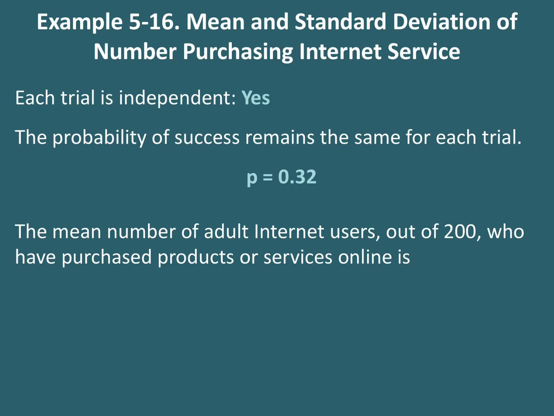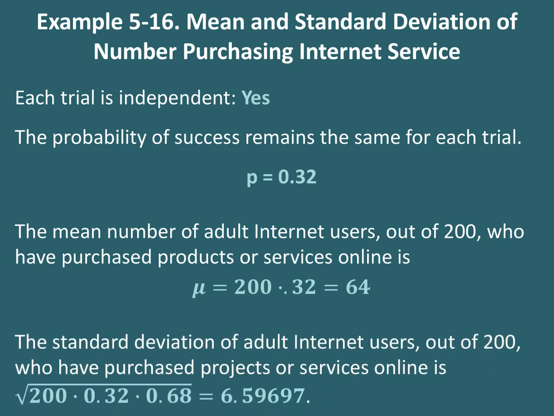The mean number of adult internet users out of 200 who have purchased products or services online is simply 200 times 0.32, which gives us 64. The standard deviation of adult internet users out of 200 who have purchased products or services online is 6.59697.